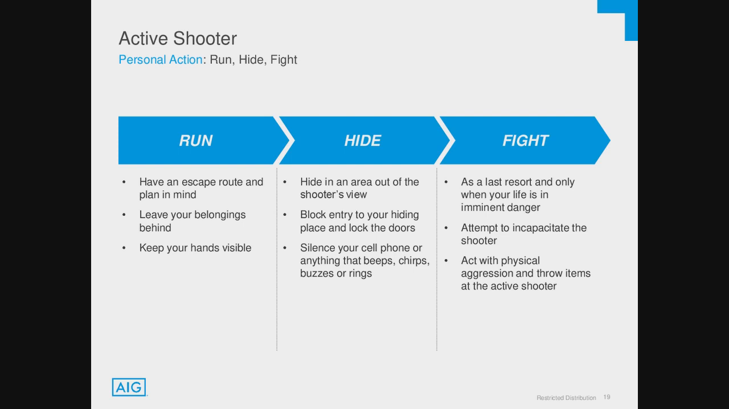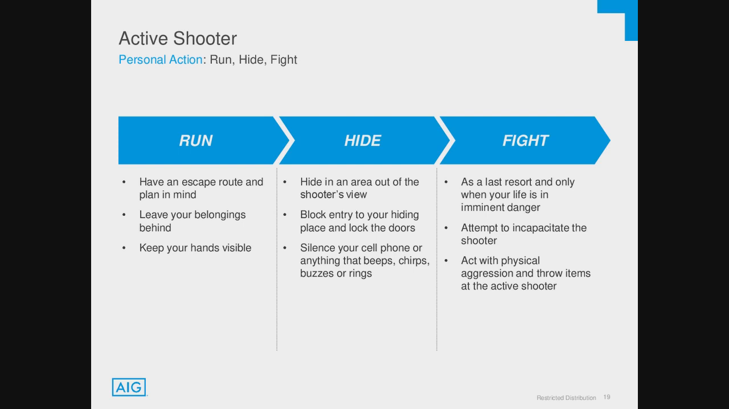Okay, so for running, have an escape route and plan in your mind. It's always better to have it in your mind because this way it's a fallback, it's muscle memory. You've remembered where you're going, you've walked it, you know this is what you're going to do. Like I said before, leave your belongings behind and keep your hands visible because the police can't distinguish between you and an active shooter, and the only distinguishing point is if you have a gun in your hand. So if you're hiding your hands behind you or in your pockets, the police are going to think you may have the potential to be an active shooter. So don't give them any reason to stick with you any longer than you have to.